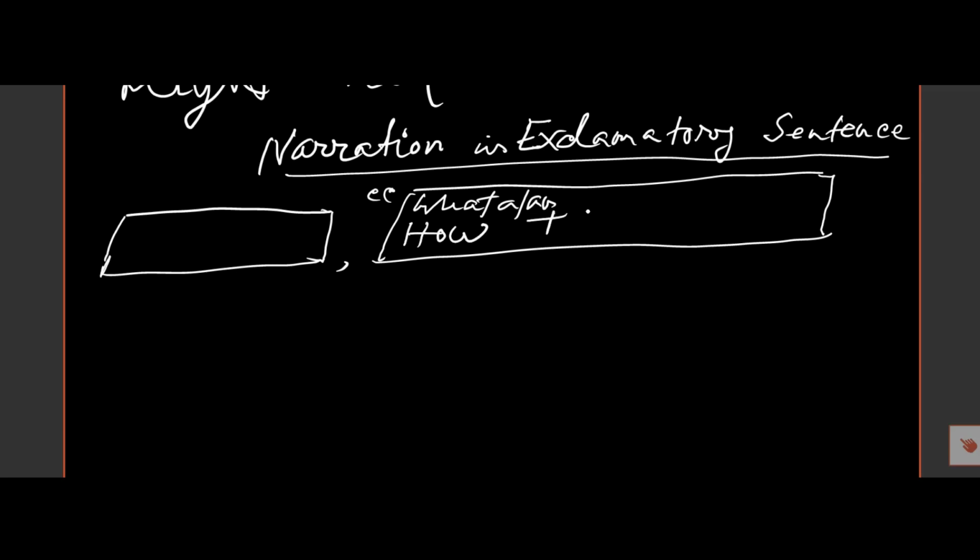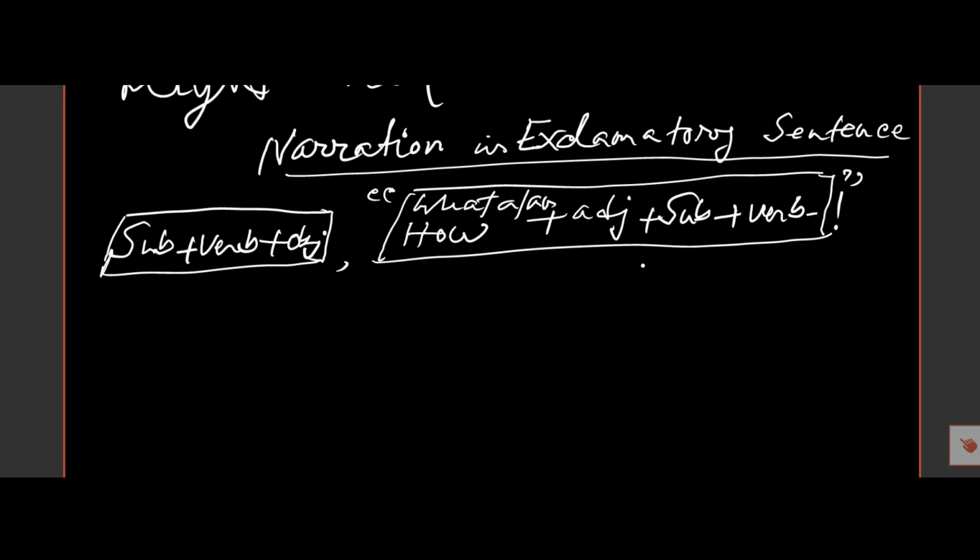So, and then adjective, then subject, then verb, then a note of exclamation, and the inverted comma closes here. And the first part is subject plus reporting verb plus object. And we know if the sentence begins with what, or an, and or how, and then adjective, then subject, then verb, we know this is an exclamatory sentence.